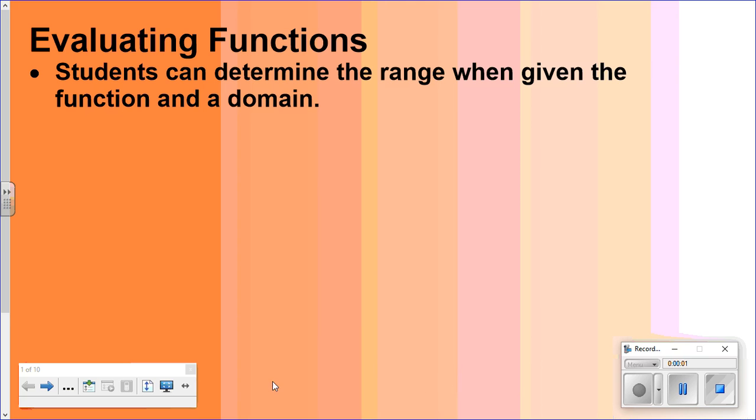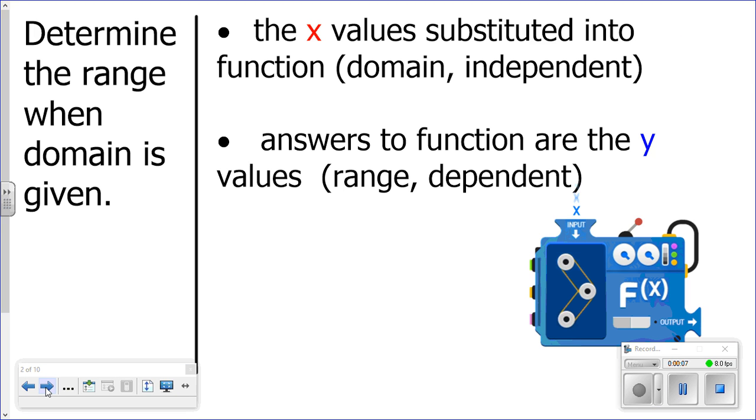In this lesson, we'll be evaluating functions. By the end of the lesson, you should be able to determine the range when given the function and a domain. So to determine the range when the domain's given, you just substitute the x values into the function, which is the rule or the equation. Those are your domain numbers, and the answers to the function are the y values.